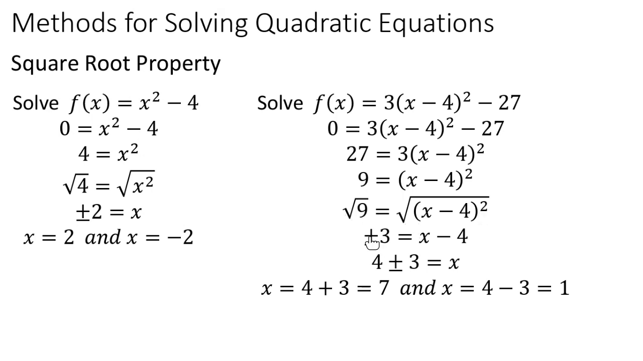The square root of 9 is going to give me plus or minus 3 equals x minus 4. So I'll add 4 on both sides. So 4 plus 3 equals 7. That's one of my x-intercepts. And 4 minus 3 equals 1. That's my other x-intercept for this given function. Again, these are examples of using the square root property.